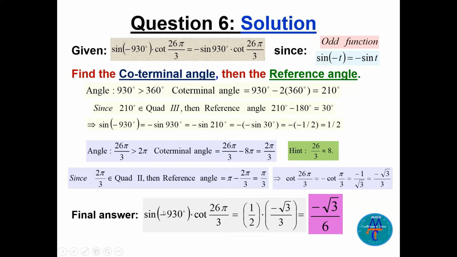So we can write the final answer now. This will be half, and this will be minus square root of 3 over 3. When you multiply, you get minus square root of 3 divided by 6.